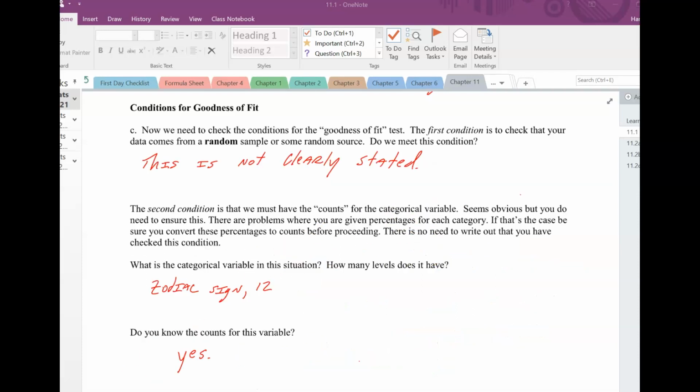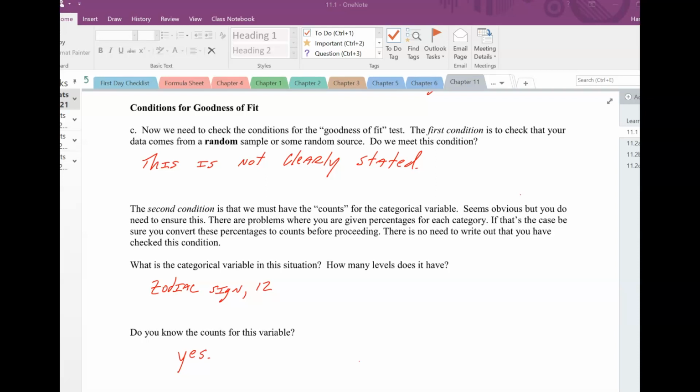Okay, so the next step after you've stated the null and alternate hypothesis is to go through the conditions. The first condition always is randomness. Is this a random sample? And you can see there what it says on the screen. It's not actually clearly stated whether this is a random sample or not.